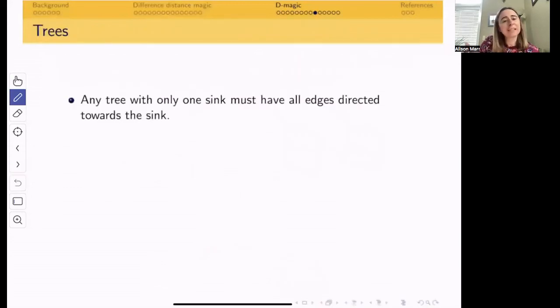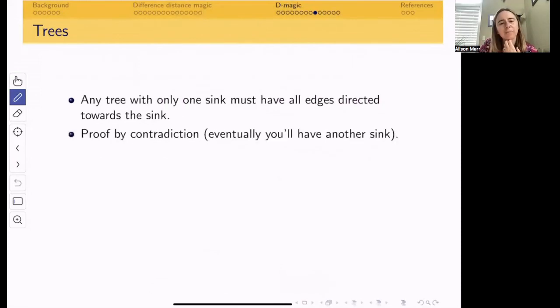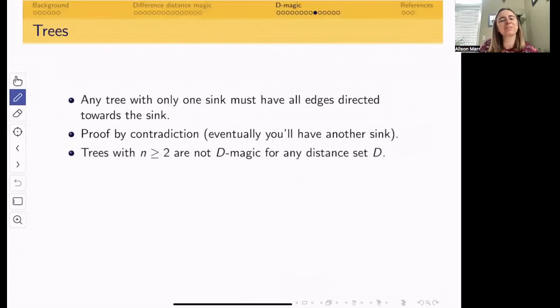You can do trees with only one sink, which has to have all the edges directed towards that sink. And so there's a proof by contradiction in that you'll eventually have another sink. And so trees with n greater than or equal to 2 are not going to be D magic for any distance set D because of the direction of those edges.